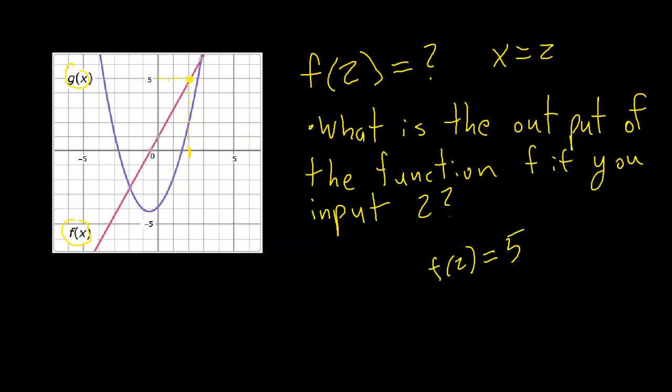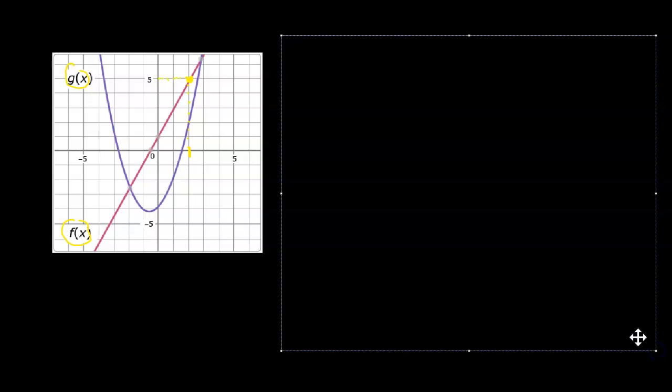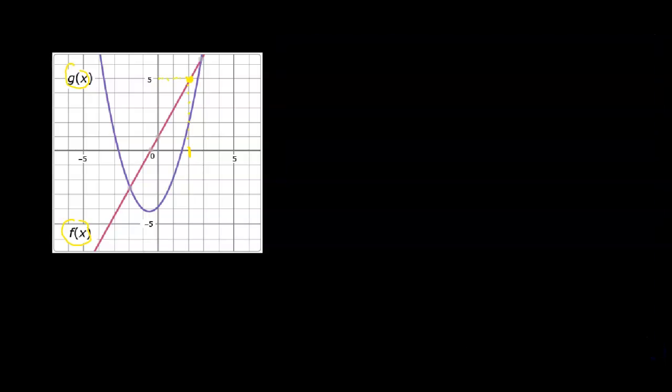All right, let's try some more. Let's say we were asked, what is g of -1 equal to? Remember, that means what is the output of the function g if you input the value -1? Well, let's remember that the inputs are those values that are listed on the x-axis. So let's find the value -1 on the x-axis. That's right here.